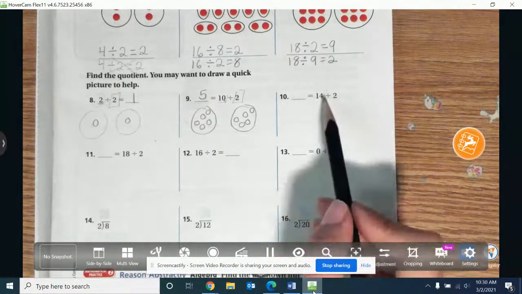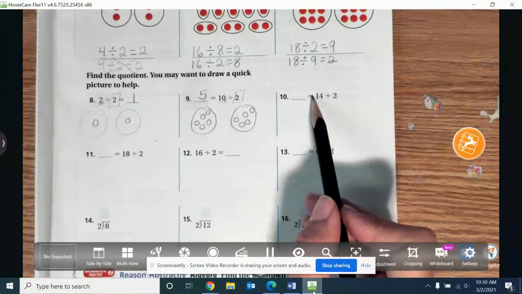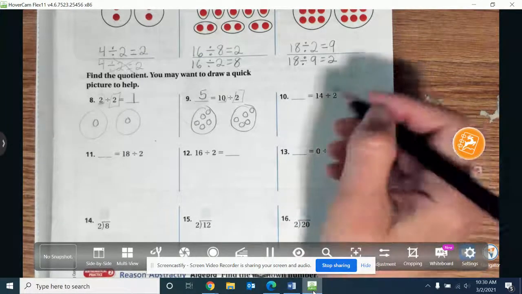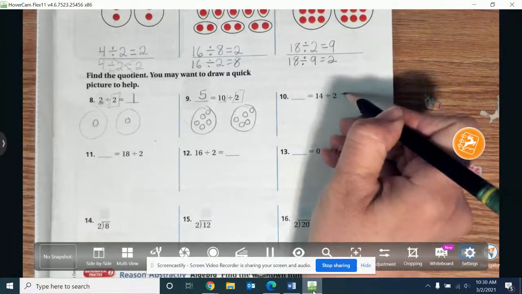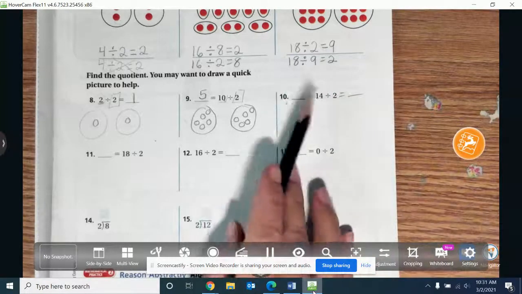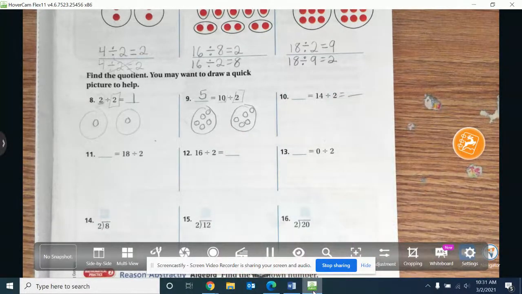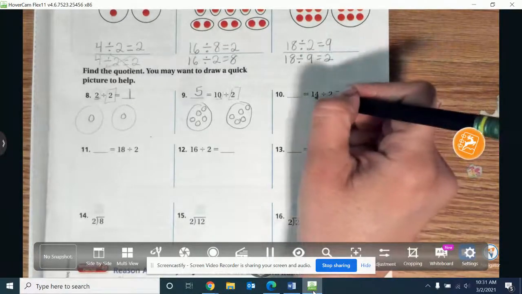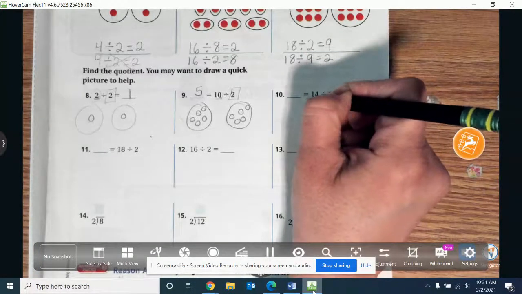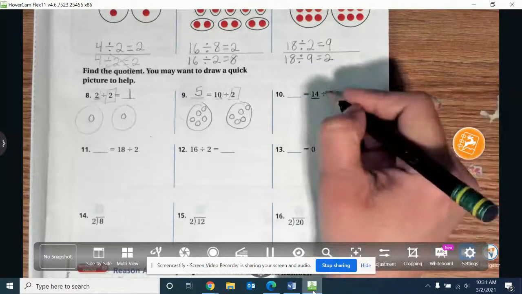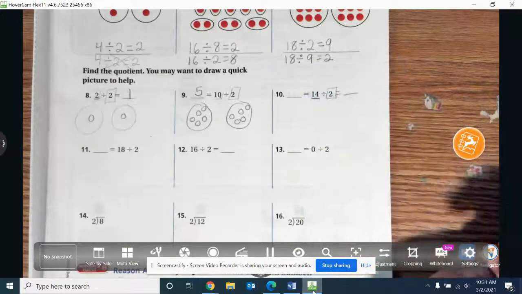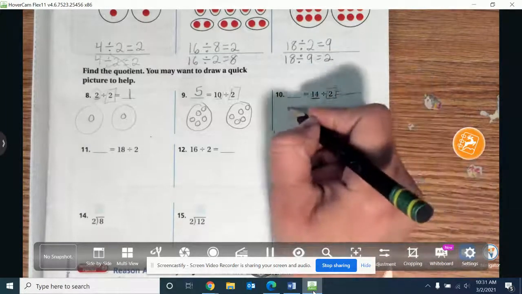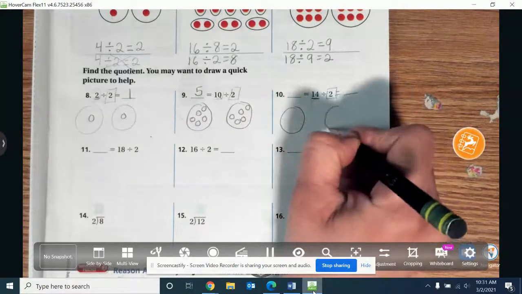And again, when these equations are written this way, they're just trying to trick you. It's the same thing if you write the equal sign on this side. It's just trying to trick you there. So here, the large number tells me the total counters I'm going to draw, and the smaller number tells us the groups. I always like to draw the groups first.